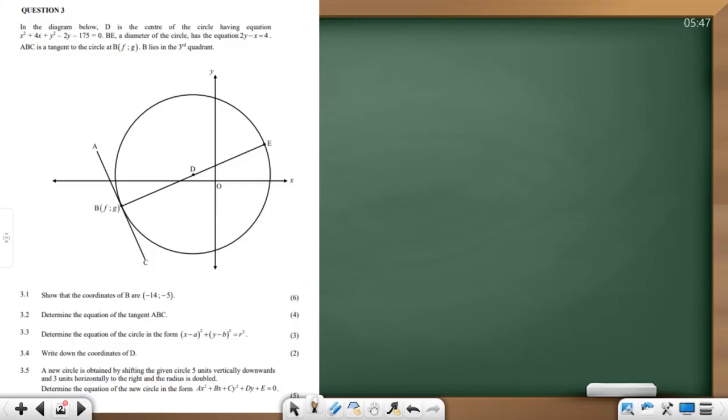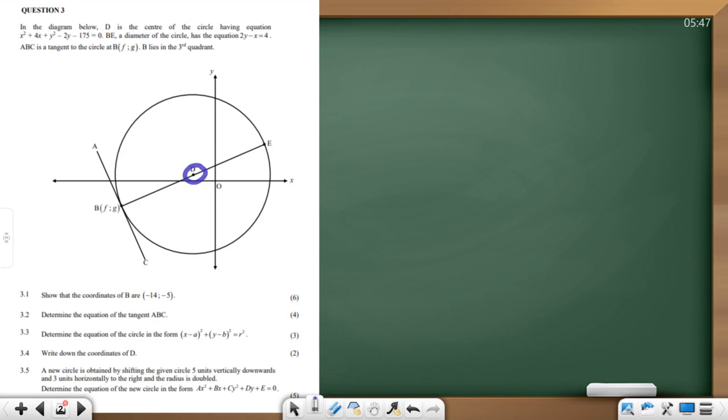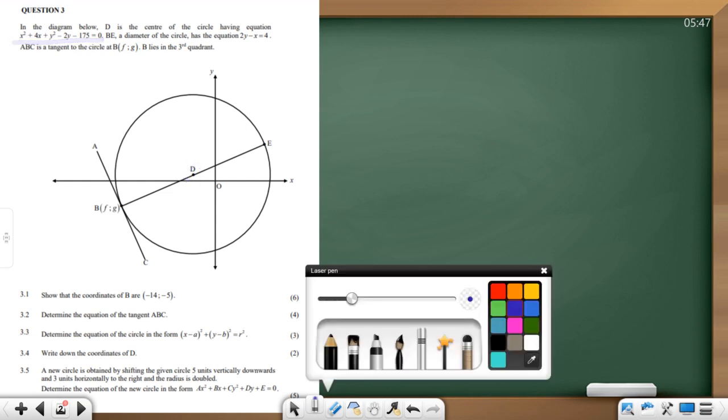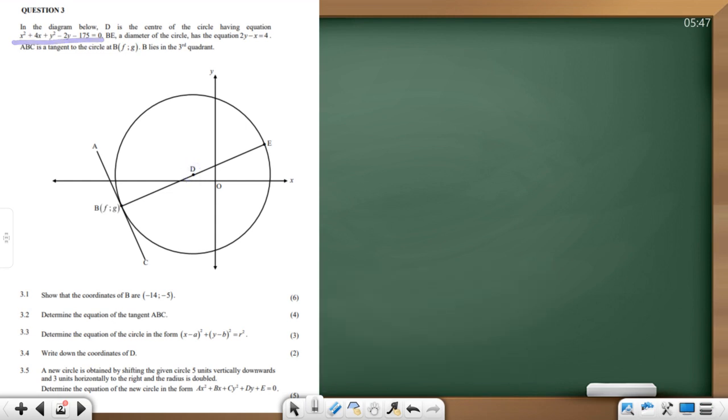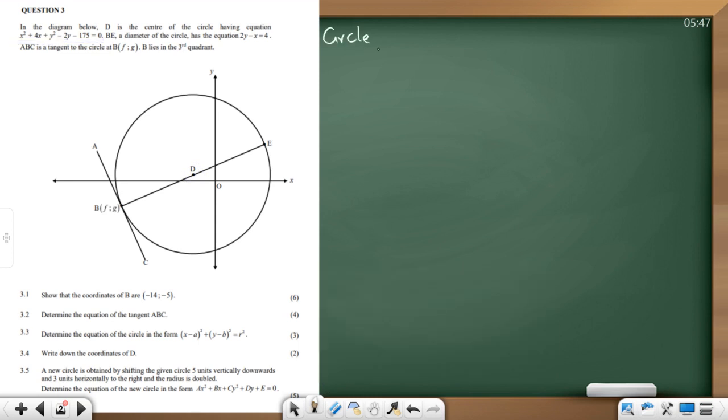Let's run quickly, without wasting much time, into enjoying what Analytical Geometry Grade 12 has for us. Please make sure you read carefully. In the diagram below, D is the center of the circle. The equation of the circle is x squared plus 4x plus y squared minus 2y minus 175 equals 0.